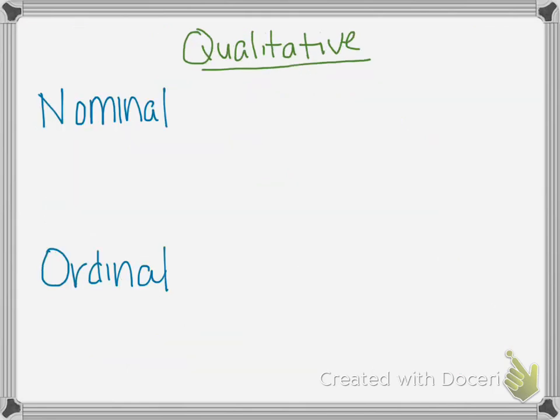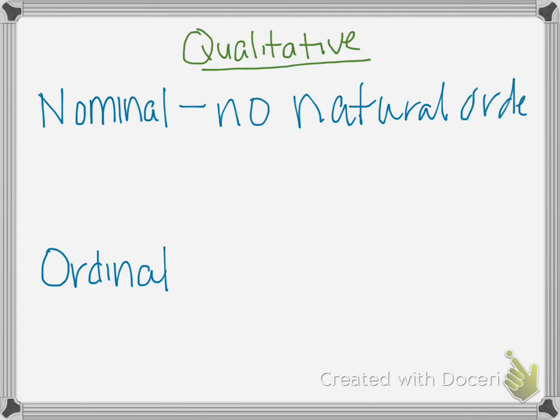So next, we're talking about subcategories. For qualitative, we have nominal and ordinal. For nominal, this is going to be something that doesn't have a natural order. So if we're talking about a description that doesn't have a natural order, we could be talking about something maybe like song titles.